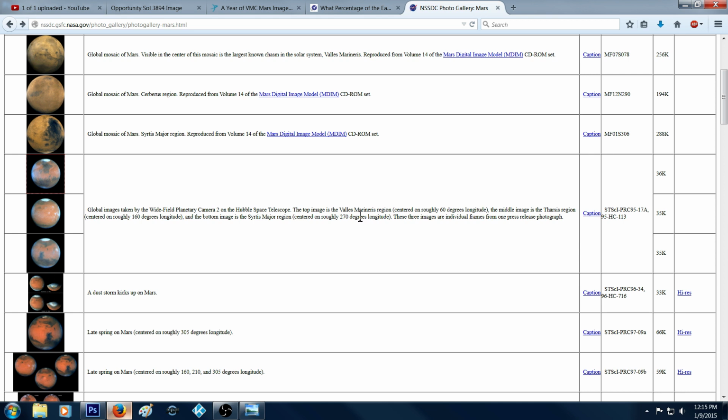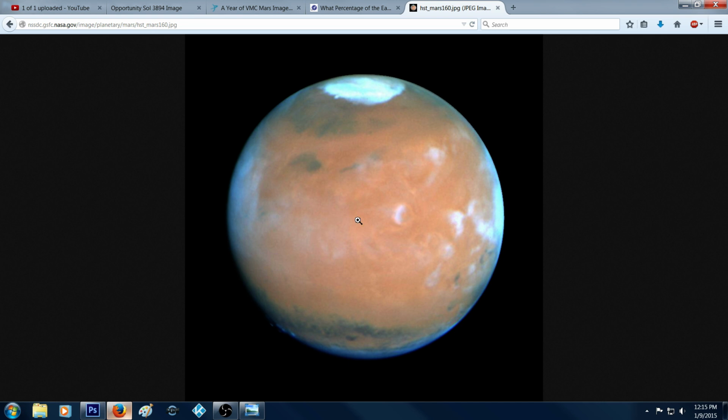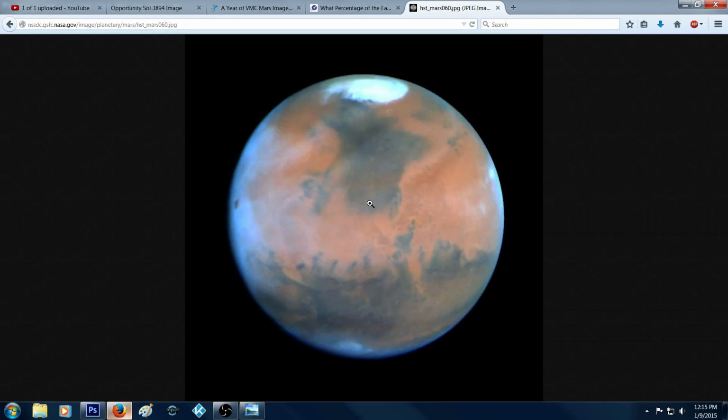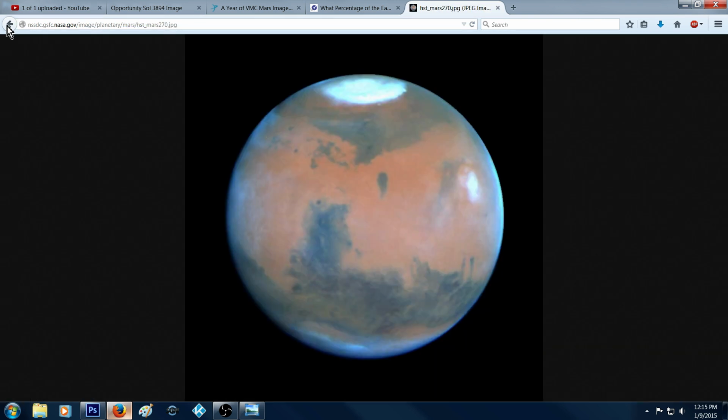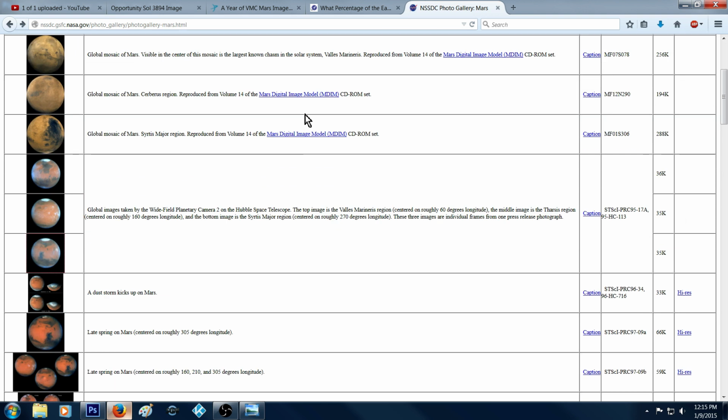It's centered on roughly 60 degrees longitude. The middle image is the Tharsis region, centered roughly on 160 degrees longitude. And the bottom image is of Syrtis Major region, centered on roughly 270 degrees longitude. These three images are individual frames from one press release photograph. So, you know, here you go. It doesn't look like a fully red planet to me, guys. And this is from NASA.